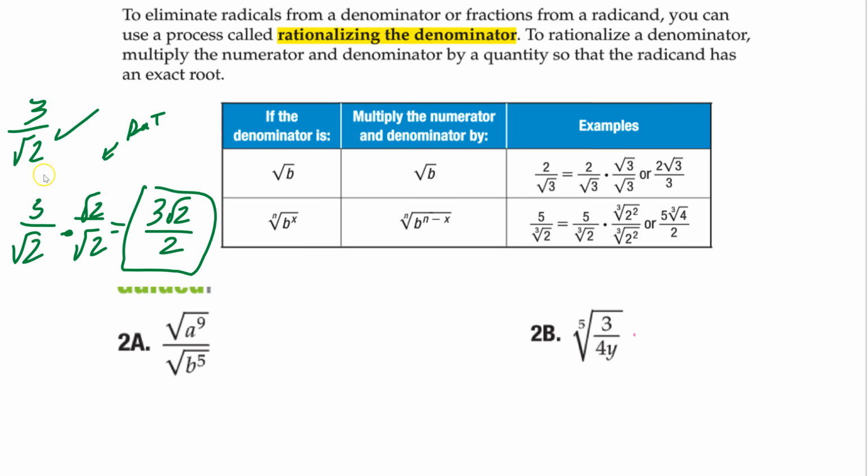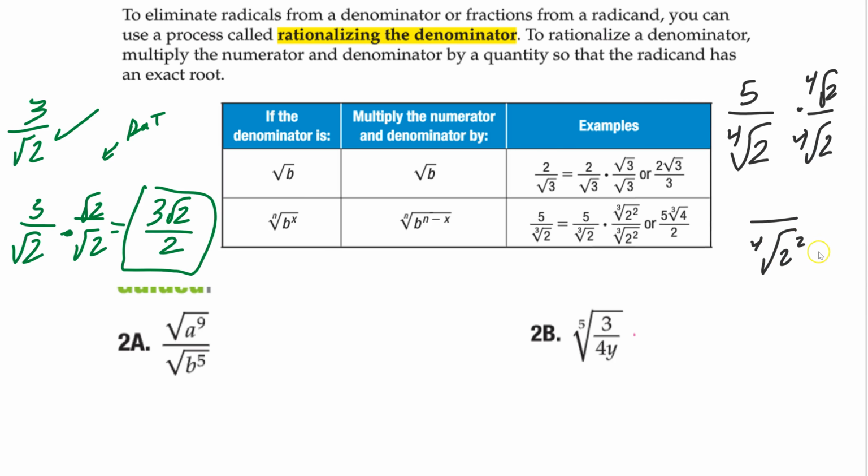There's one issue though. What if I give you this over, let's say, the 4th root of 2? Well, if we multiply both top and bottom by the denominator, we're going to have a problem here. Look what happens on the bottom. On the bottom I get the 4th root of 2 squared. That doesn't simplify. So it's no good.